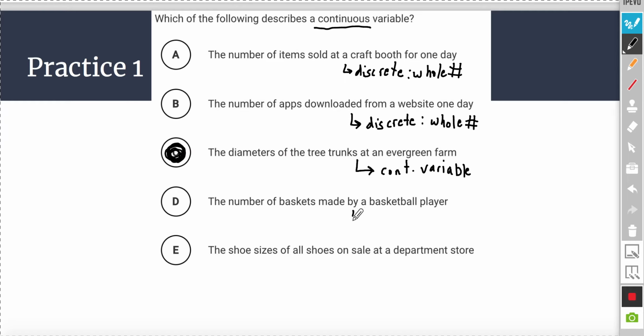Number of baskets made by a basketball player, that is also going to be discrete. For just counting the number of baskets, that has to come in whole numbers.